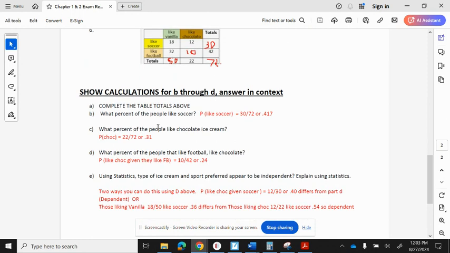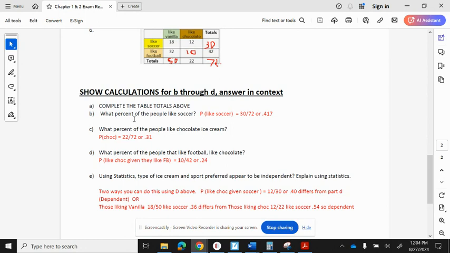Now, that's part A, complete the table. What % of the people like soccer? Well, of the people, we're going to go out of 72. Now remember, on your exam, you have to give context. So I said this P, didn't do this in any of the notes, but that P means probability that they like soccer. So that would be a good way to give context. If you want to start using that P, that's standard for probability of liking soccer.